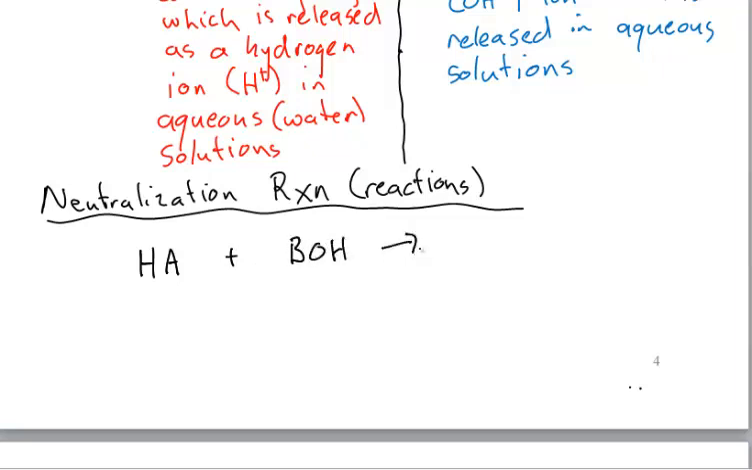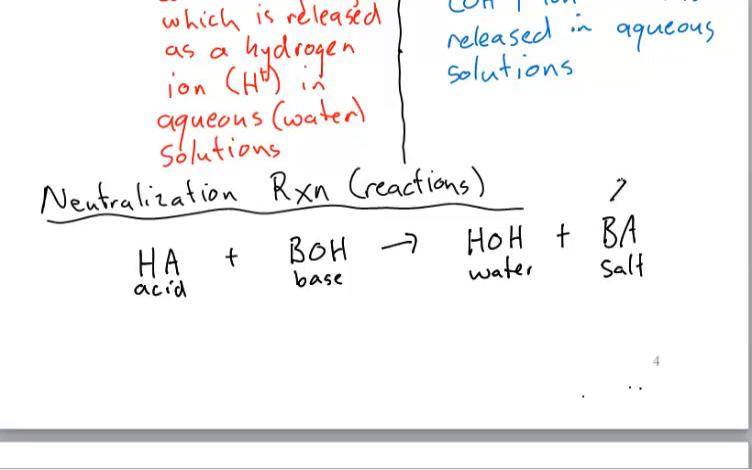and they react to produce HOH plus BA, where this is acid, base, HOH really is just water, and BA is what we consider a salt, where B would be a metal giving up electrons to become positive, and A is a nonmetal, which is taking electrons to become negative to form an ionic compound. All salts are ionic.